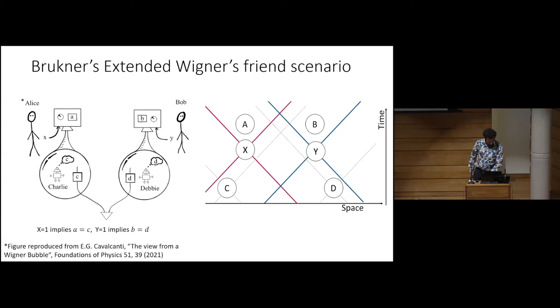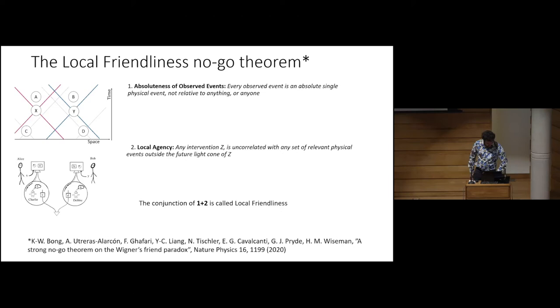So here is local friendliness. It's the conjunction of these two principles. Absoluteness of observed events is kind of self-explaining. Then local agency, which says that an intervention is uncorrelated with any set of relevant physical events outside the future light cone of the intervention. So it's like an operationally motivated no-action-at-a-distance principle.